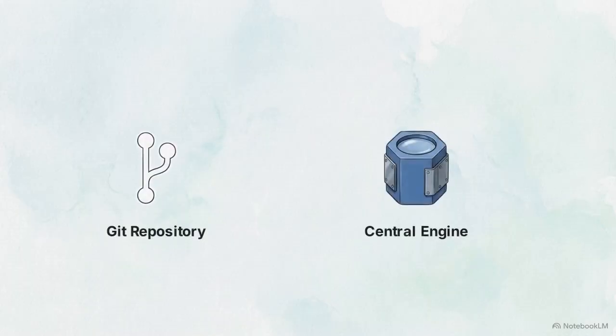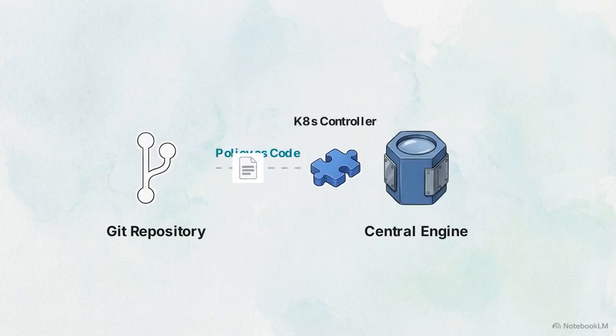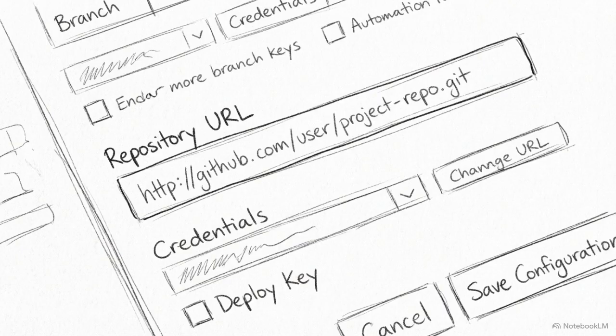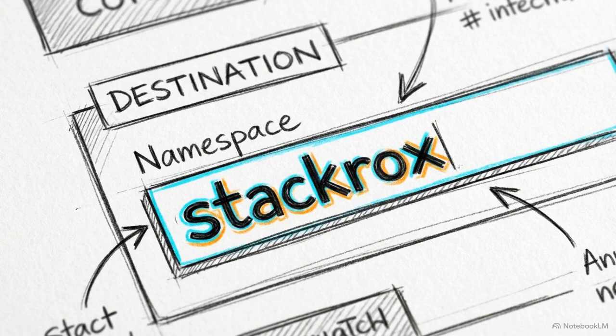With telemetry established, we can now configure the RHACS Kubernetes controller. This component allows you to ingest security policies formatted as custom resources directly from your repository. We will use ArgoCD to manage this. Create a new ArgoCD application and point it to a Git repository that contains your security policy definitions. Ensure the sync destination is set strictly to the StackRox namespace.